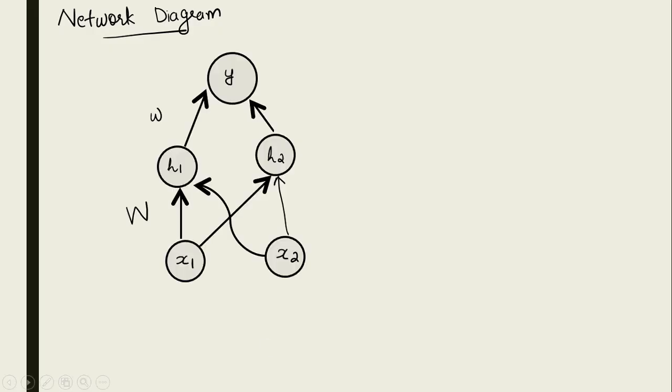So the neural network that we use to solve this XOR problem can look like this. X1 and X2 are the inputs. This is the input layer, and this is the hidden layer. In the hidden layer we have two neurons, H1 and H2, and this is the output layer. Y is our output.